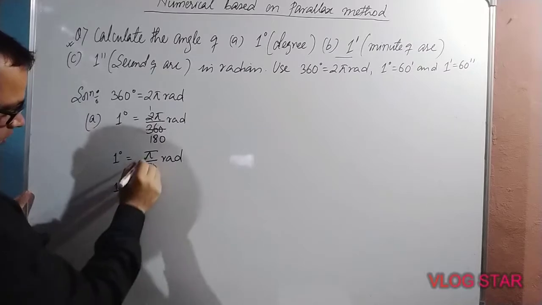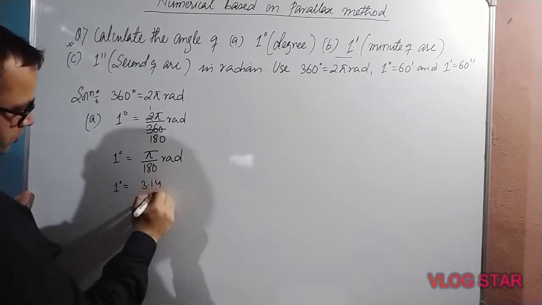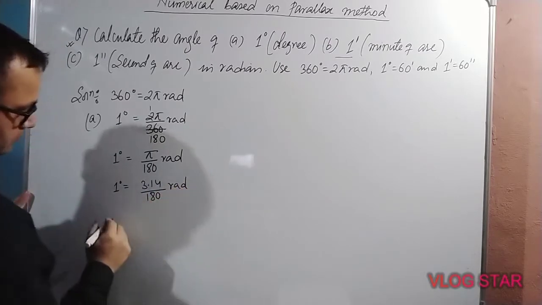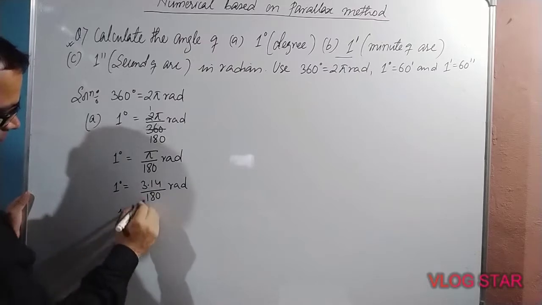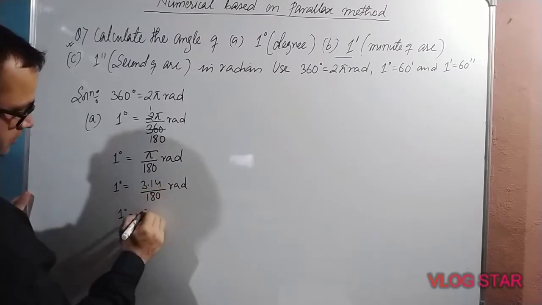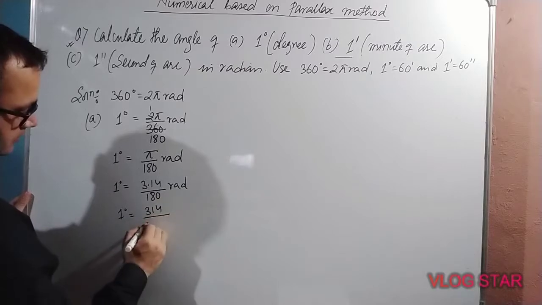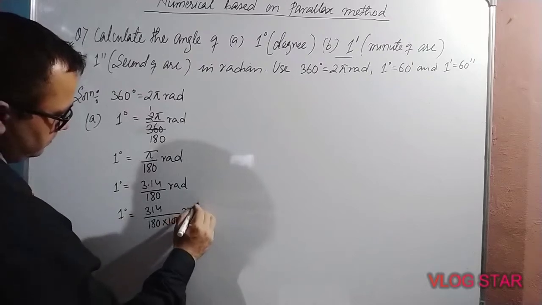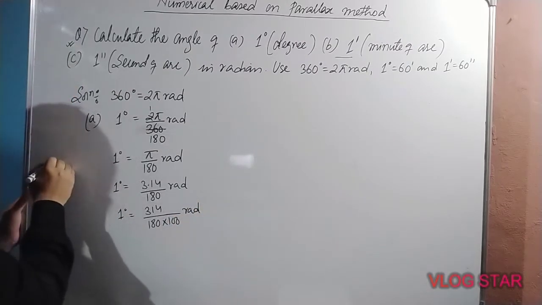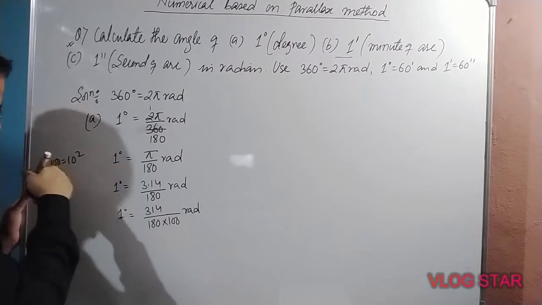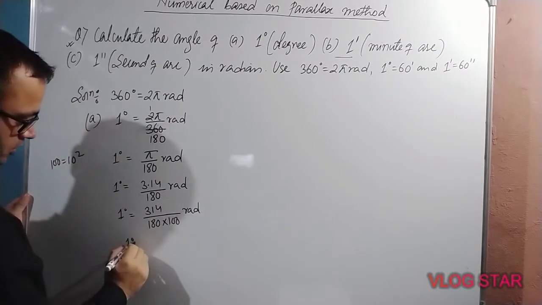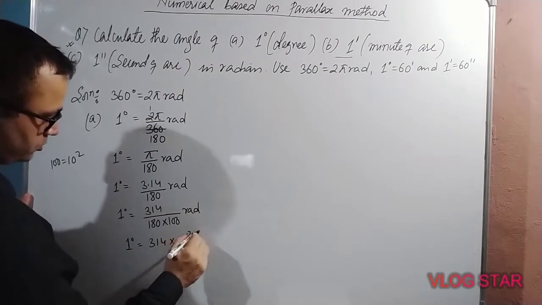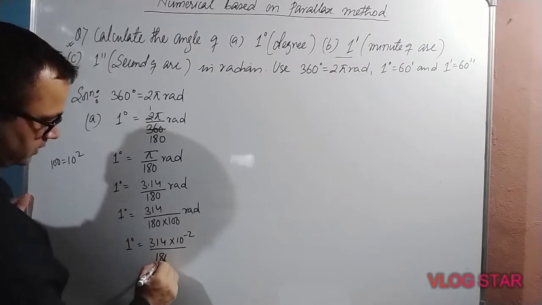1 degree equals, what is the value of pi? It is 3.14 by 180 radian. Now remove the point. After the decimal there are two numbers, so 314 by 180 into 100 radian. Now 100 means 10 to the power 2. If you reciprocate it, it will become 10 to the power minus 2. So 314 into 10 to the power minus 2 by 180 radian.